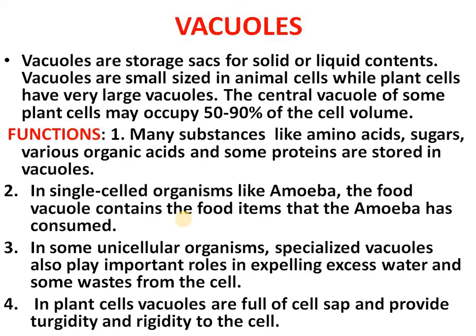In plant cells, vacuoles are full of cell sap and provide turgidity and rigidity to the cell. Means they provide turgidity and rigidity to the cell system. Clear?